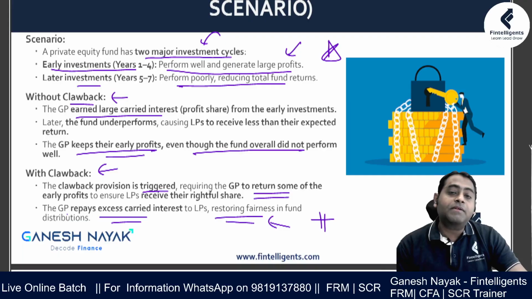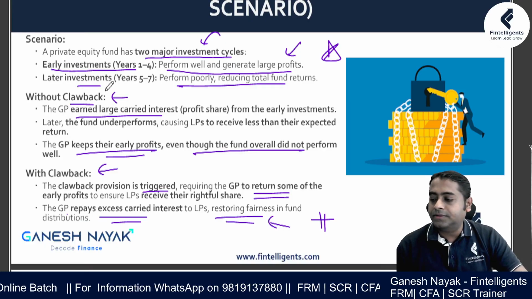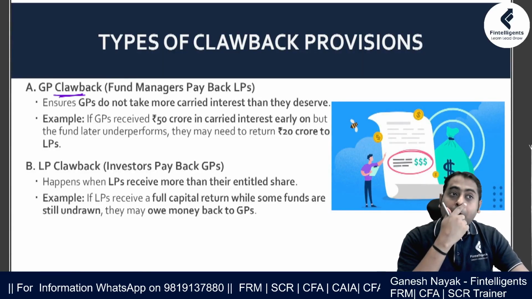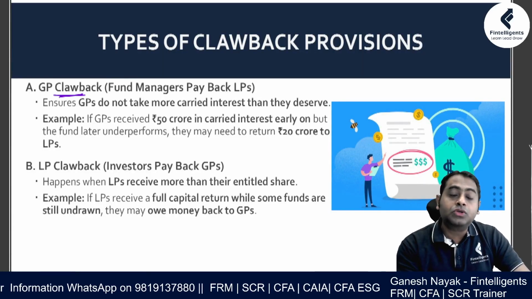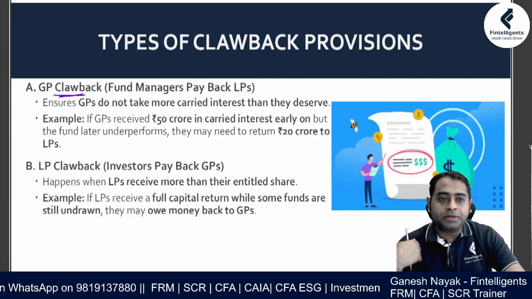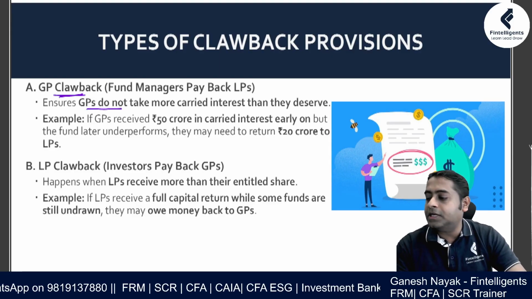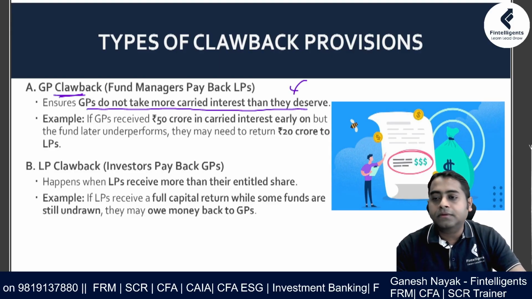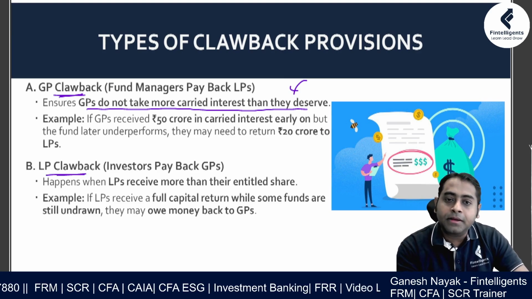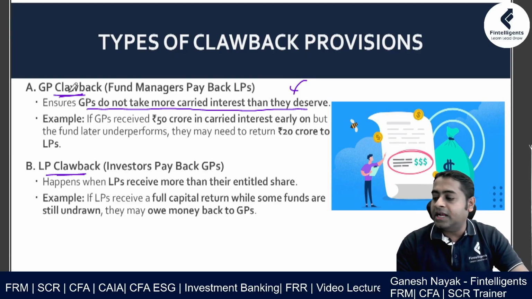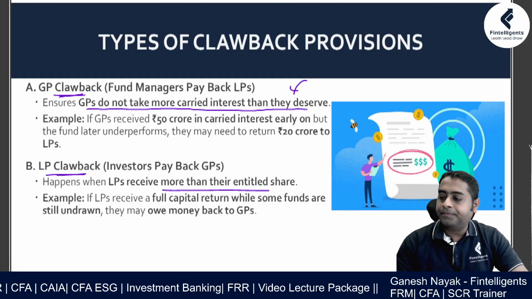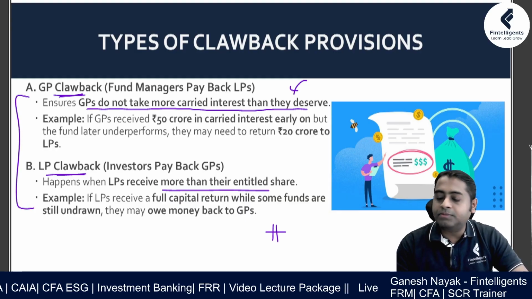Now the clawback can be from both sides. Think about this. GP clawback: if you have paid excessive carried interest to the GP in the initial years, then you can ask for the money back from that GP. So it ensures that the GP does not take more carried interest than they deserve. Similarly, you can have an LP clawback. If you have disbursed more money to an LP as compared to what they were entitled to, then they will have to refund, right? They will have to repay. That is the logic. So read till this point.